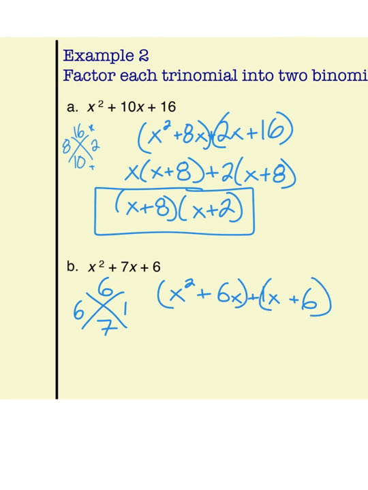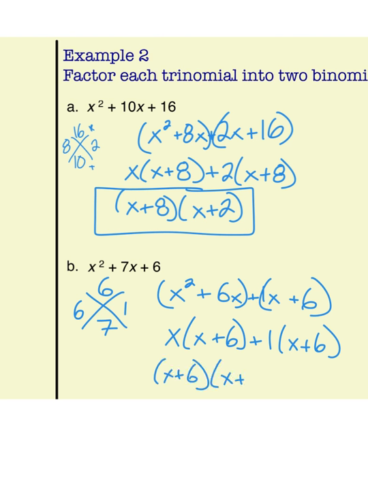So x squared and 6x have an x in common. We're left with x plus 6. 1x and 6 only have 1 in common. So I have plus 1 and then left with x plus 6. So when I factor out the binomial, my final answer is x plus 6 times x plus 1.